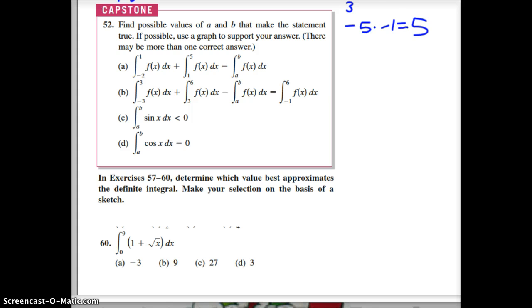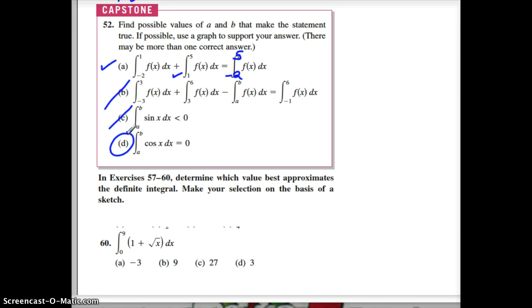Number 52 I took from your book. I'm not going to do all of them, but I will do a couple. This is finding the missing a and b to make this a true statement. Well, if I go from negative 2 to 1, and then from 1 to 5, I might as well have just gone from negative 2 to 5. That's all this one is saying. Let's go down and take a look at part D.